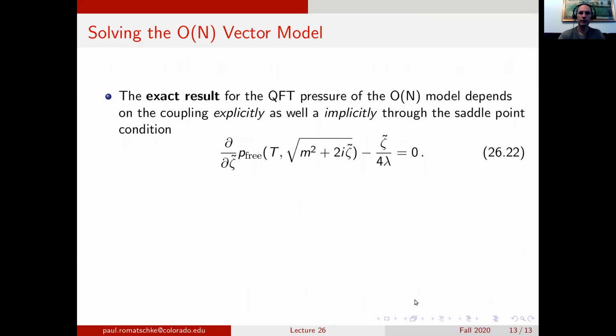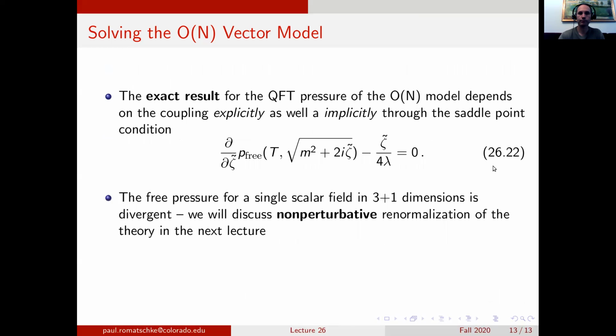It should be stressed that this is an exact result for a quantum field theory of the ON vector model in the large n limit. It depends on the coupling explicitly through the appearance of lambda, as well as implicitly through the fact that sigma tilde is a solution to the saddle point condition, which is reproduced in equation 26.22 here.